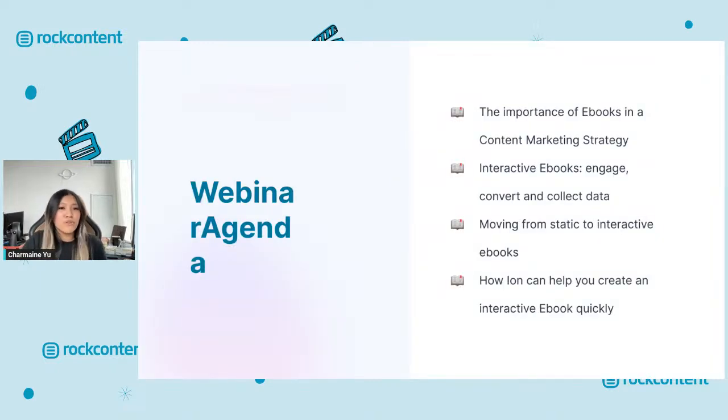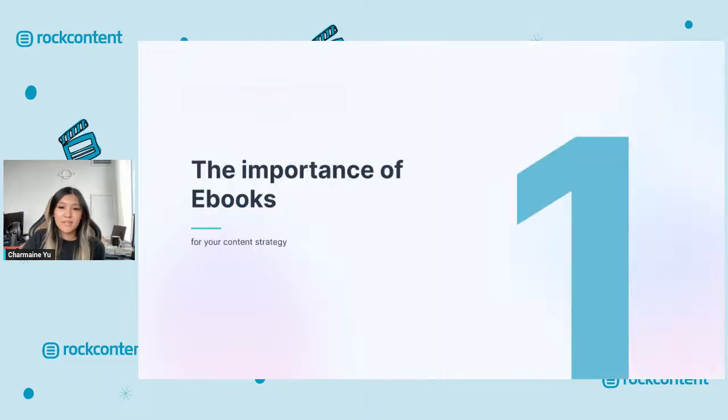Today, we will be going over the importance of content marketing strategy, how ebooks can engage, convert, and collect data, as well as how to transform static content into interactive ebooks. Then we will finish off with how Ion can help you create an interactive ebook quickly. First on the agenda is the importance of ebooks for your content strategy.